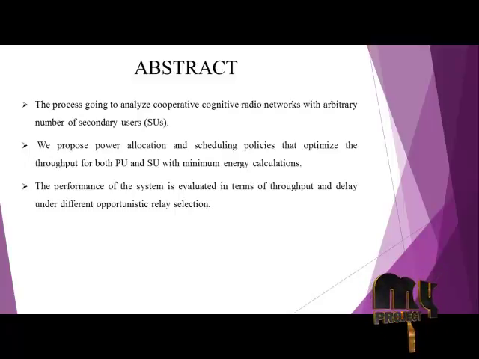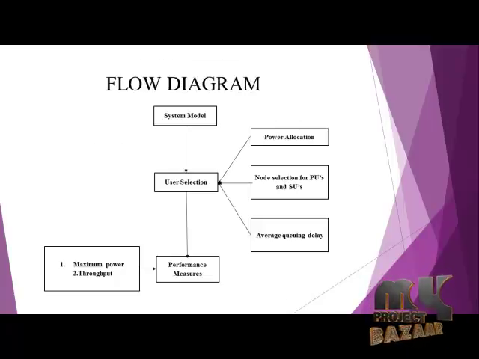opportunistic relay selection. The project flow diagram is to select the antenna to transmit the information and give the best performance of our process. Initially, we create a system model. This model is based on MIMO, that means multiple input and multiple output system. Next, we have to select the antenna and also select the users. Here we are using two types of users. The first one is the primary user and the second one is the secondary user.